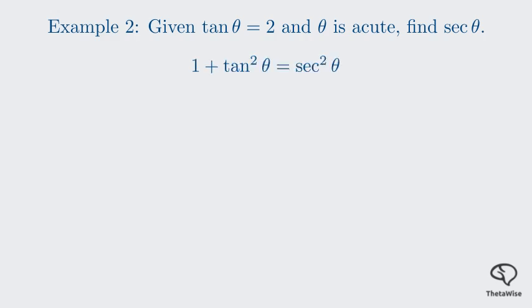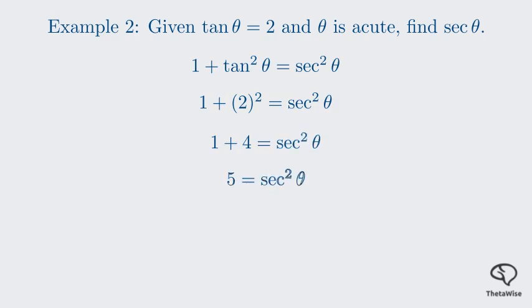Let's substitute our value for tangent. We get 1 plus 2 squared equals secant squared theta. 2 squared is 4, so 1 plus 4 is 5. Secant squared theta is 5. Now we solve for secant by taking the square root. Secant theta is plus or minus the square root of 5.